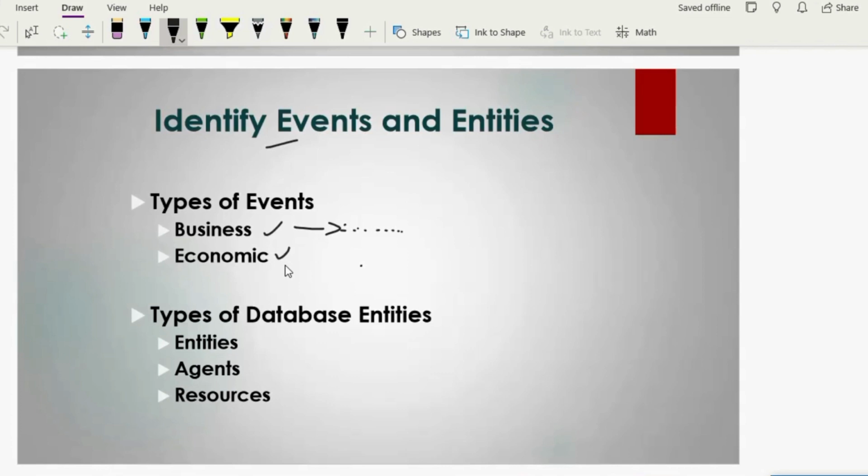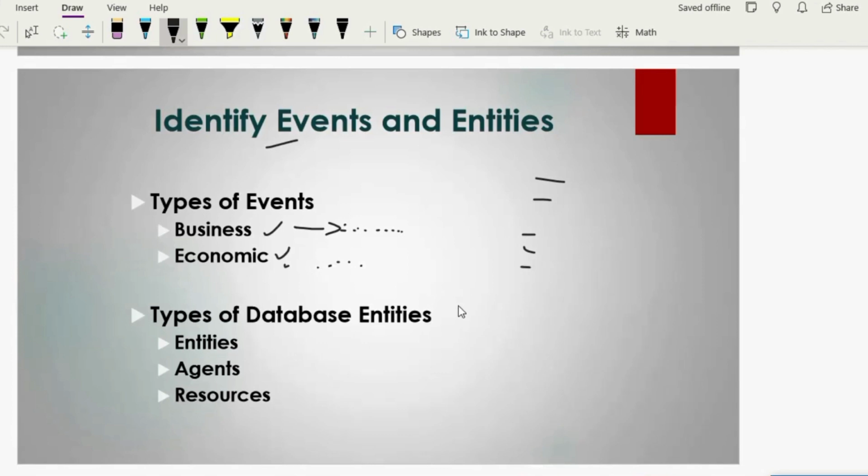Whereas economic events are those events which affect the financial statements immediately. For example, sales of inventory, purchase of inventory, payments of salaries to the employees. So all these things are economic events. So firstly, we identify all the business and the economic events regarding the organization.